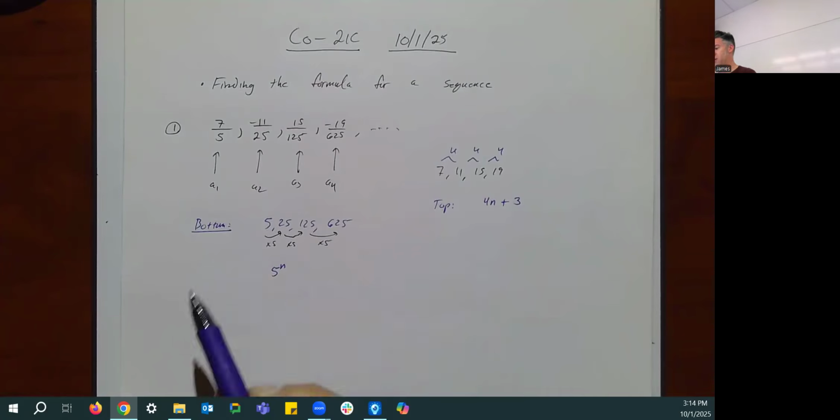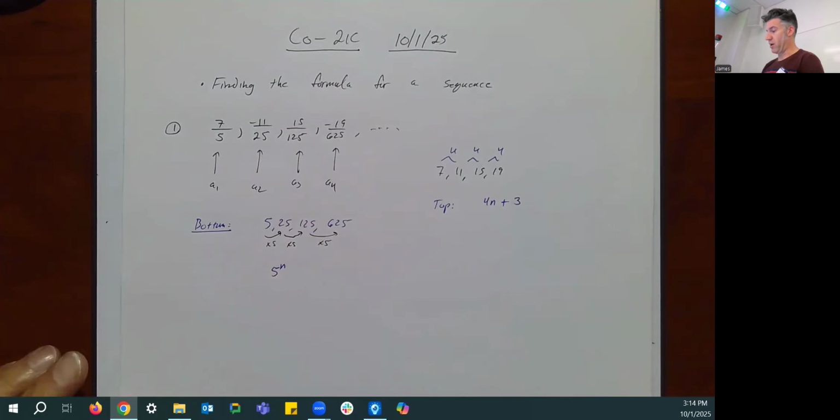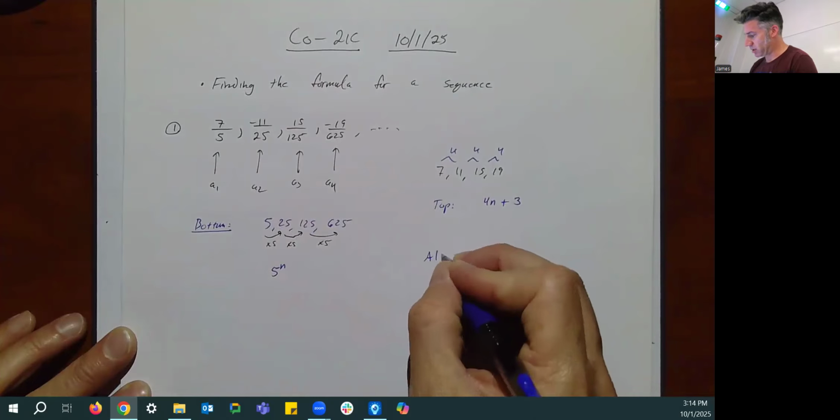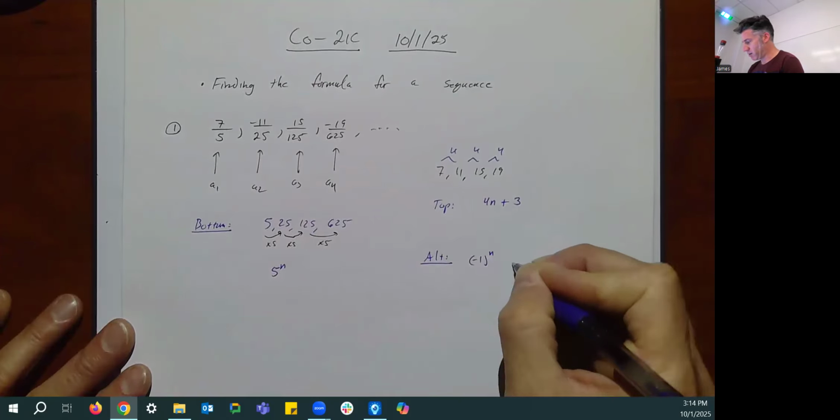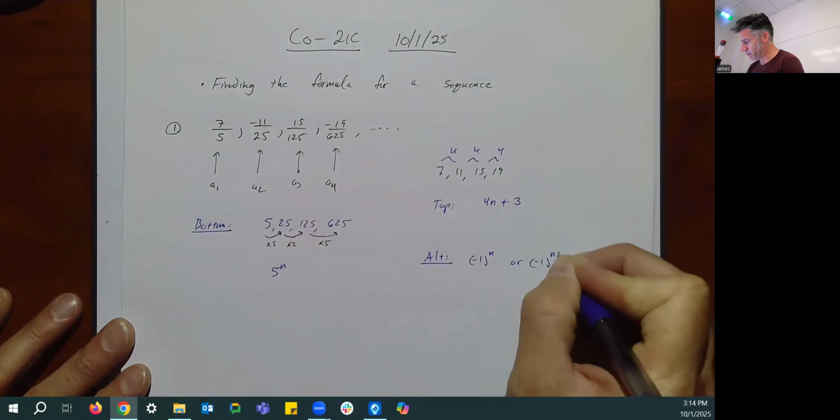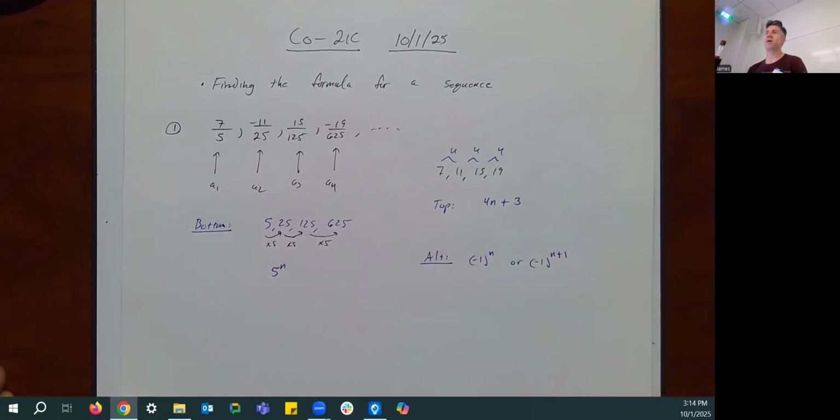And then we have this alternating sign part, which is easy to deal with. So if it's alternating, it's going to be one of two things typically. It's either going to be negative 1 to the n or negative 1 to the n plus 1. And you just have to decide which one it is based on if you want to start negative or positive.